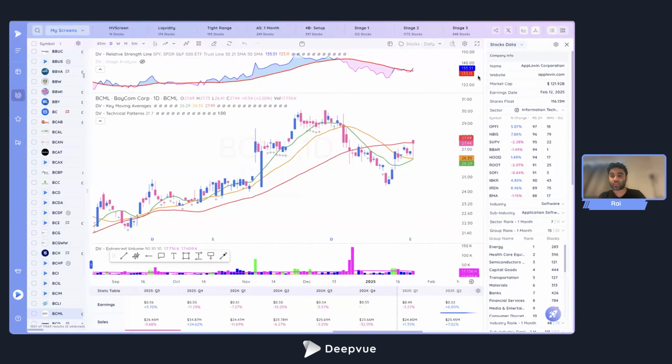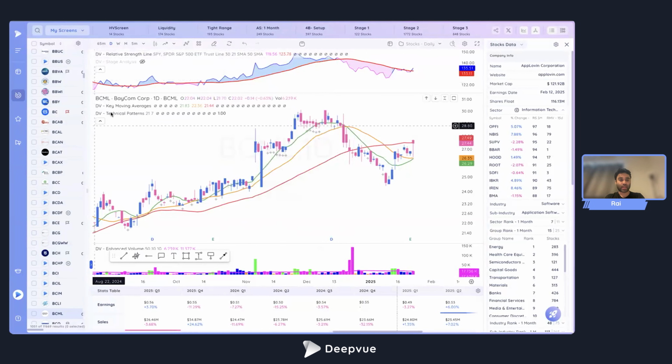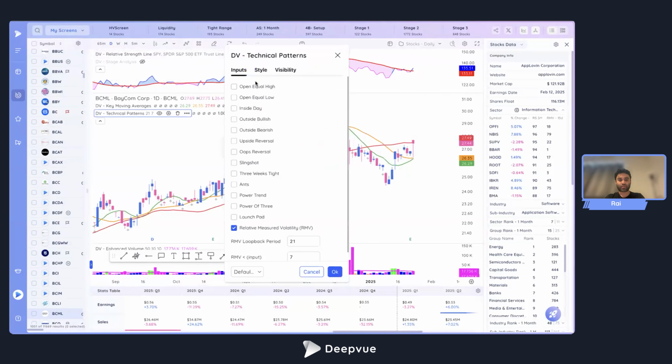So I'll start with the first question. Can you show again how to put RMV and the plus on your charts? For the RMV, I go to indicators and strategies. We have this indicator called DV technical patterns. Add that to your charts. Once you add it, I go to settings. I turn off everything else, since I don't use much of this stuff.